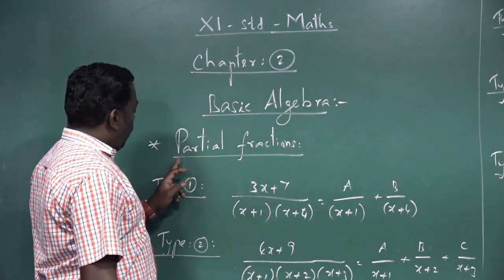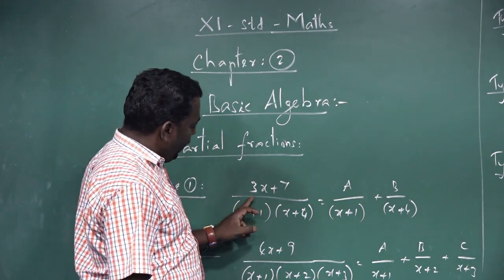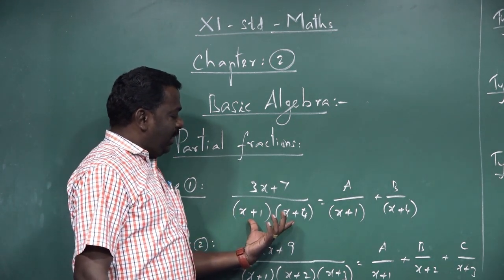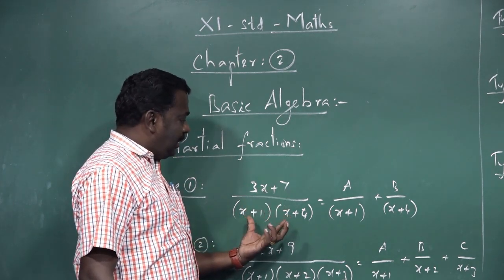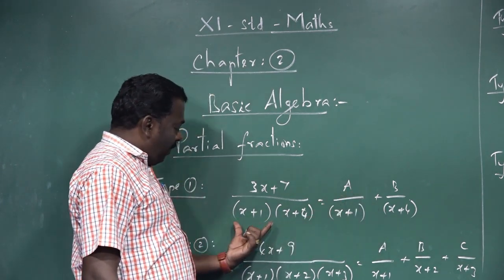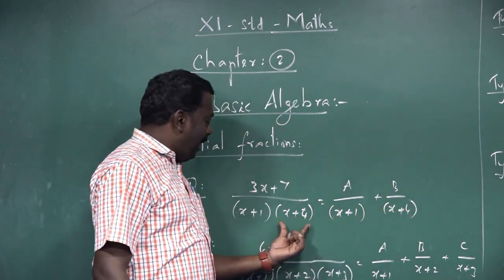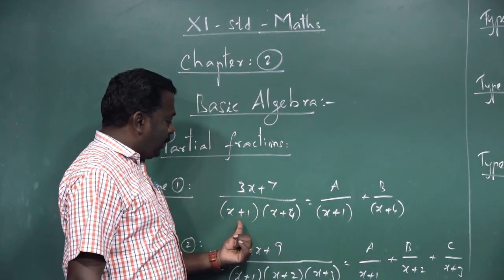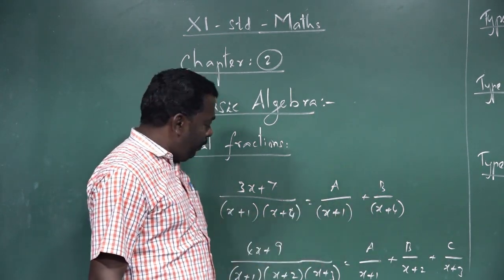Basic algebra, the topic name is partial fraction, type 1. For example, the given expression is in the form of (3x + 7)/((x + 1)(x + 4)), and this is an improper fraction. We have to decompose the denominator to convert this fraction as the sum of numerators, the unknown numbers. A is over the first factor x + 1 as denominator, plus B over the second factor x + 4. Therefore, this expression (3x + 7)/((x + 1)(x + 4)) is decomposed into the fraction A/(x + 1) + B/(x + 4), type 1.